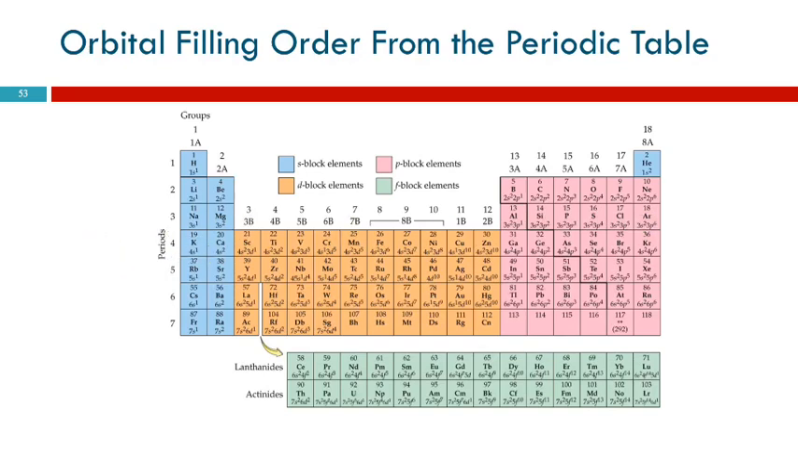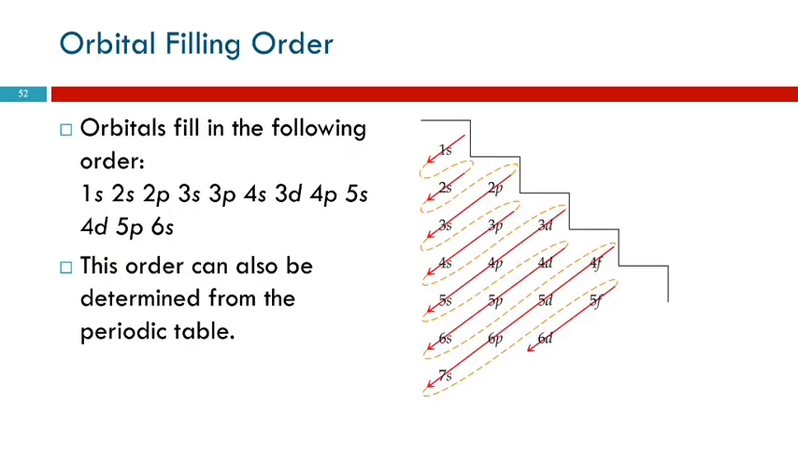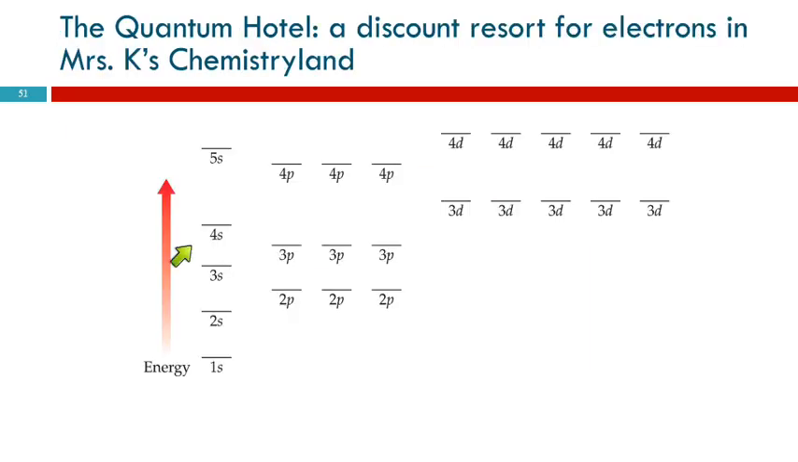And up till then, everything's all nice. And then things get a little weird. Because we saw this business, right? 3p, 4s. What happened to the 3d?